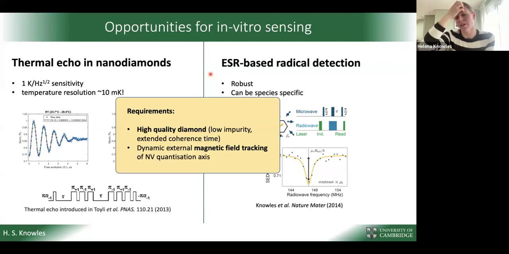Of course, there are some challenges here. For both, coherence times are crucial. So we need high quality diamond, and we need low impurities, as longer coherence times are very important. And then in particular for the ESR-based radical detection, an external magnetic field that is able to dynamically track the NV quantization axis is also very important, which, depending on the environment that the nanodiamond is in, can be either extremely fast or slow enough that we can actually have an external magnetic field that follows it around.